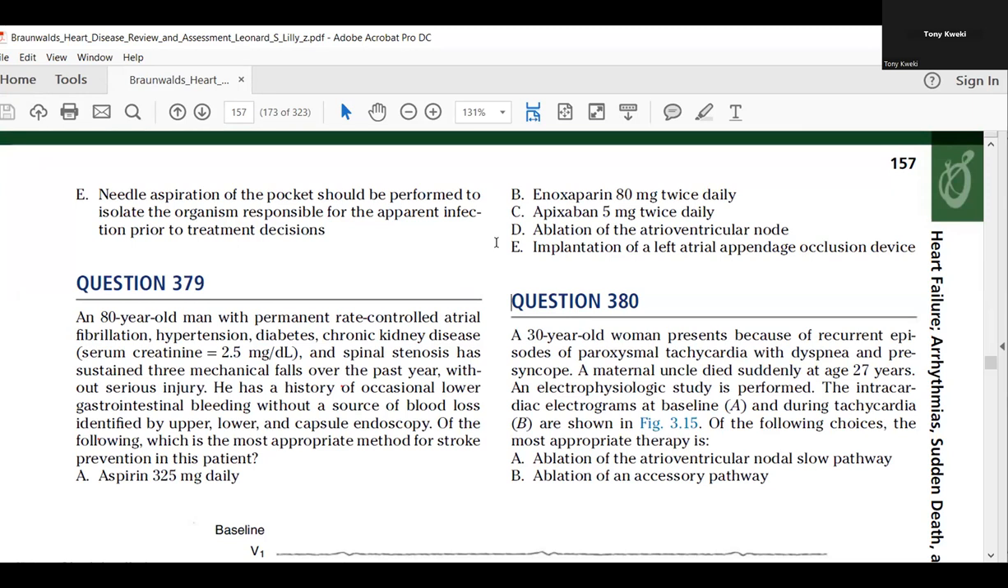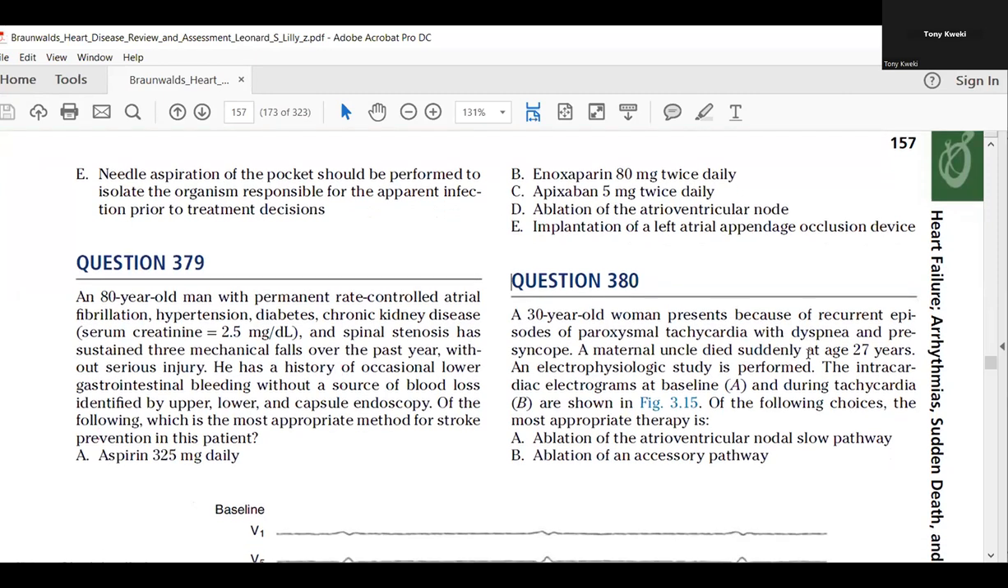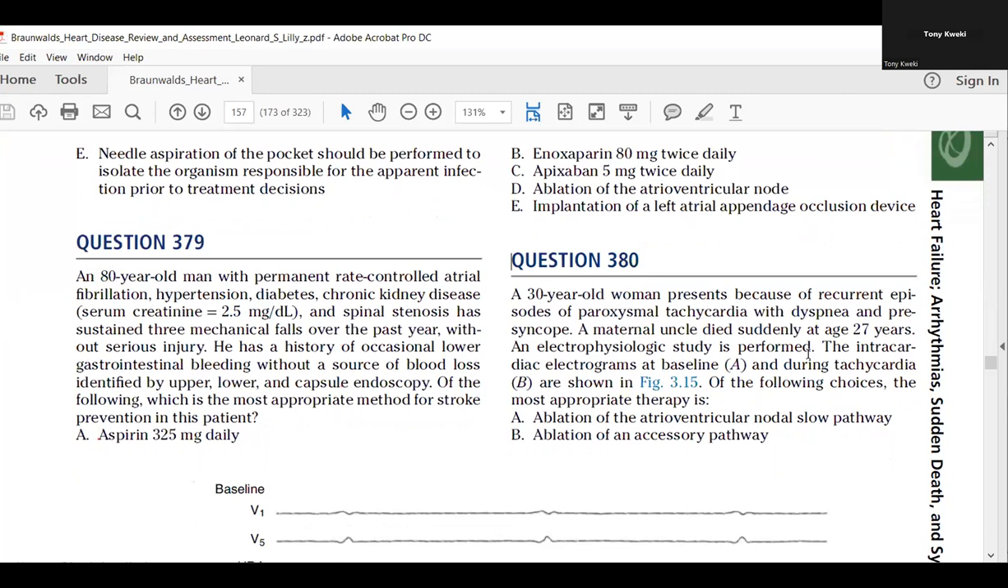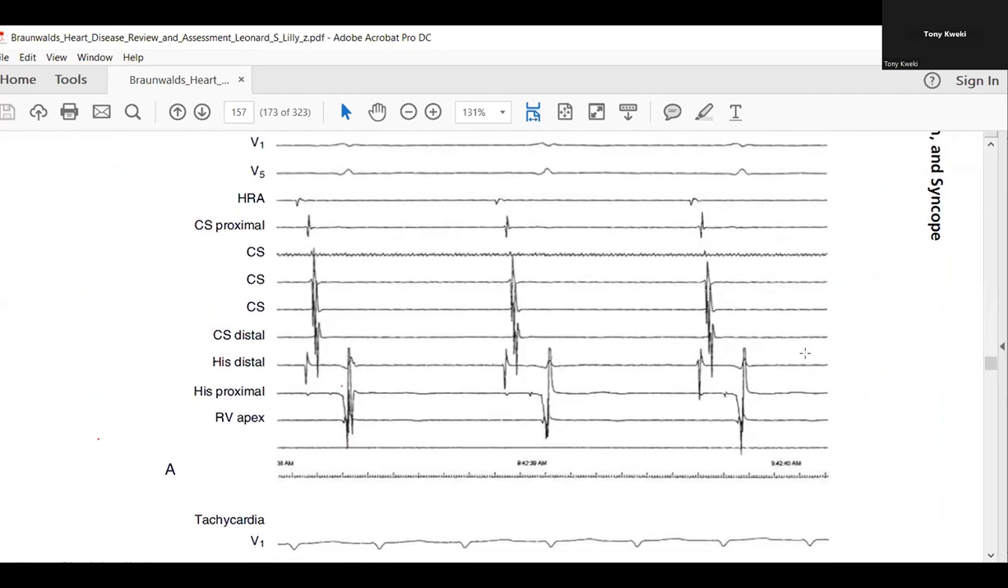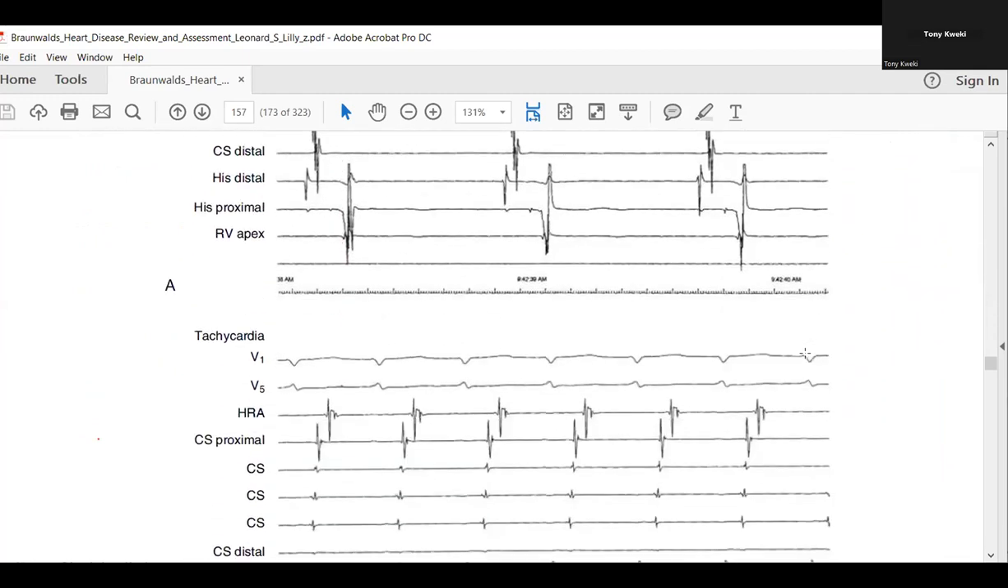Okay, so the next question is: a 30-year-old woman presents with recurrent episodes of paroxysmal tachycardia, with dyspnea and presyncope. Also to note that the intracardiac ECG electrograms at baseline (A) and during tachycardia are shown in figure 3.15. So we will go to that intracardiac electrogram and see some interesting things. Let me try and go to the diagram.